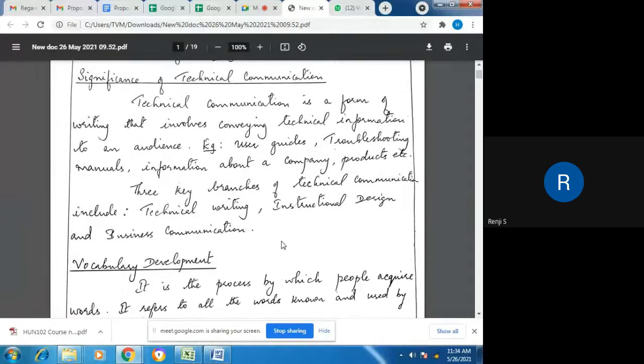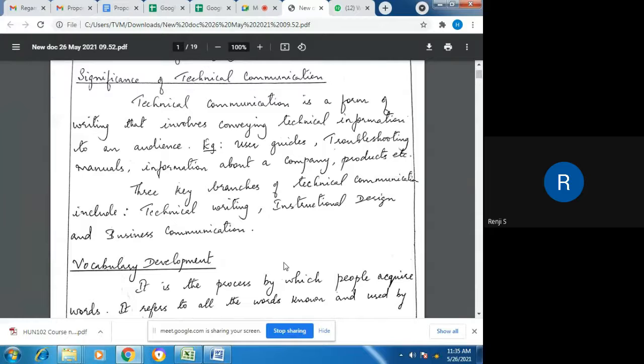Especially since we are mostly engineering students, you deal with technical communication. So, what is the significance of technical communication? We know that technical communication is a form of writing. As I discussed in the first class itself, it is writing that involves conveying technical information to the audience. For example, the user guide that comes with your phone. When you buy a new phone, or any electronic device, you get a user manual, and looking at the manual, you will understand the working of the device, and also if there are any problems arising, it will help you to troubleshoot that problem.